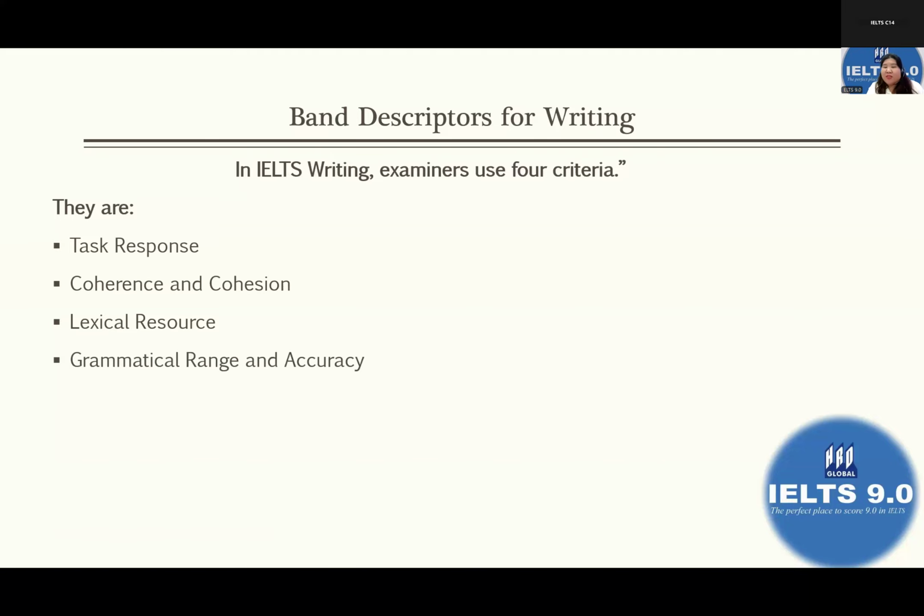Fourth, grammatical range and accuracy. This criterion assesses your sentence structures and grammatical control. For example, using a mix of simple, compound, and complex sentences accurately demonstrates a higher band. But frequent grammar errors that affect meaning will reduce your score.